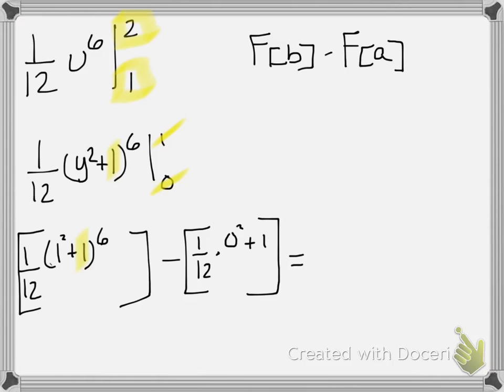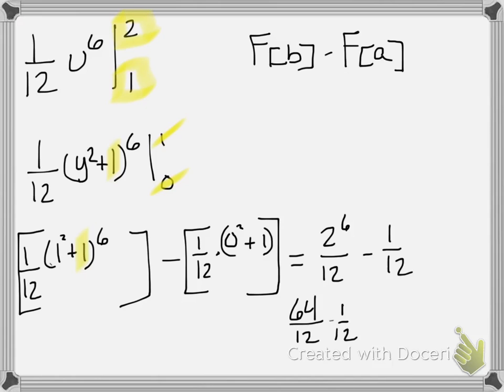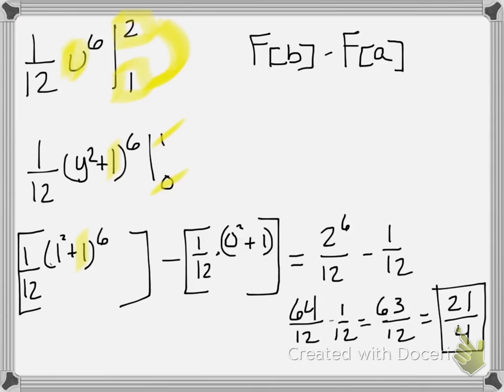So that comes out to 1 plus 1 is 2, so we'd have 2 to the 6th over 12 minus 1/12, and you can tell that was the same thing we had before. It'd be 64 over 12 minus 1 over 12 gives us 63 over 12. And whenever you factor out the 3, that'll give us 21 over 4. So we get the same thing both times, but it's just paying attention to what interval you're using. If you leave it in u, make sure that you use the interval for u, or if you substitute your u value back in, you can use the original interval.